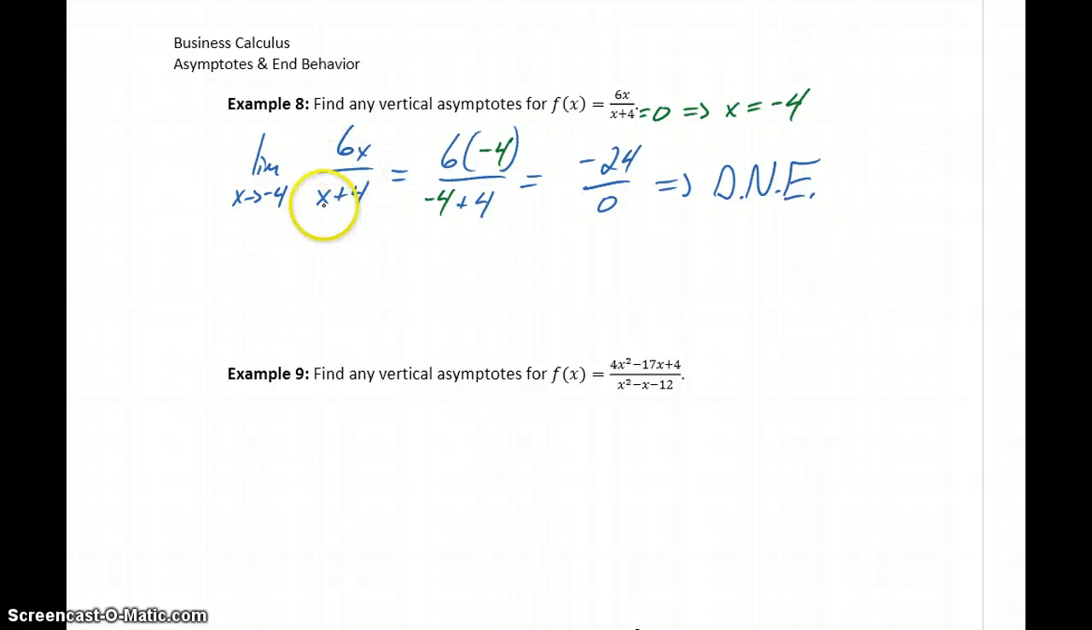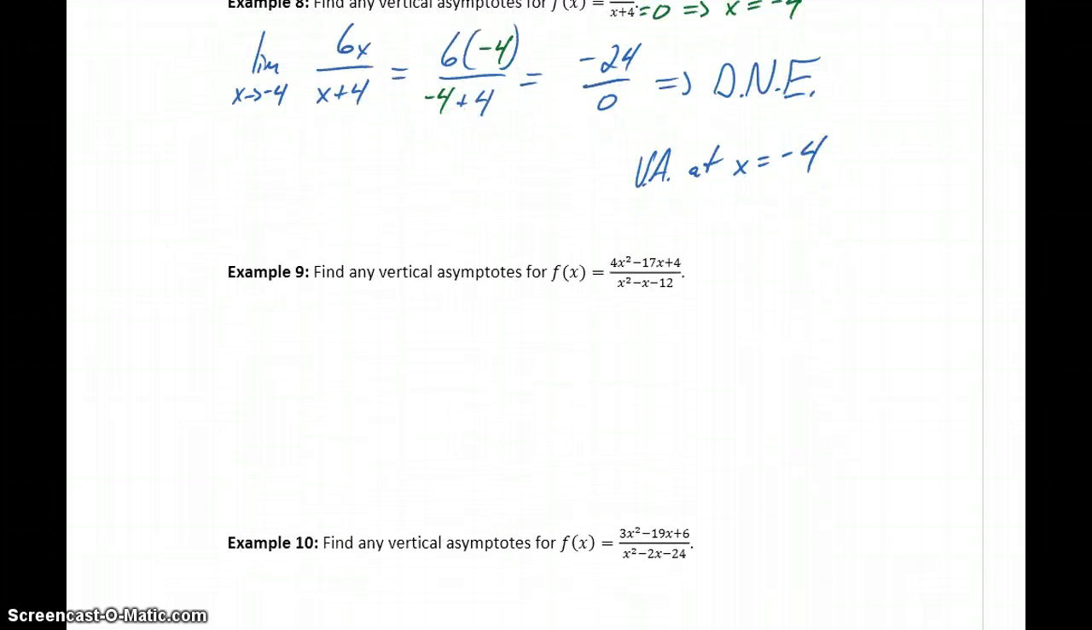There's nothing in the 6x over x plus 4 that we could factor or reduce, so since we can't evaluate that limit, we know that we have a vertical asymptote at x equals negative 4. In example 9, we want to proceed exactly the same way. Take our denominator, set it equal to 0, but before we can solve for x, we first need to look at factoring that expression. This would factor as x plus 3 times x minus 4. Setting that equal to 0 gives us x equals negative 3 or positive 4.